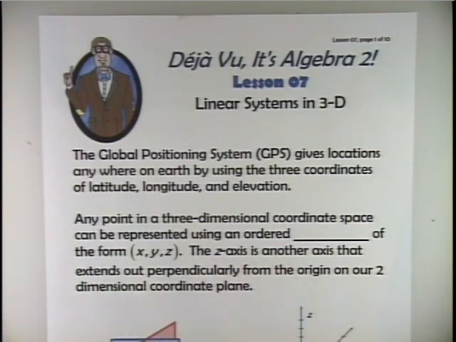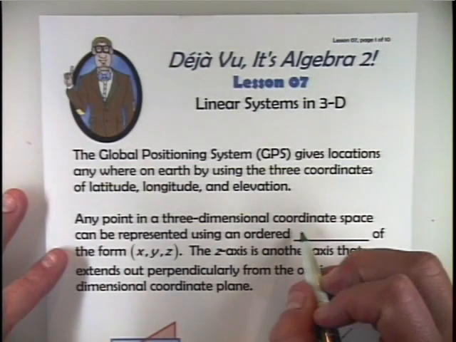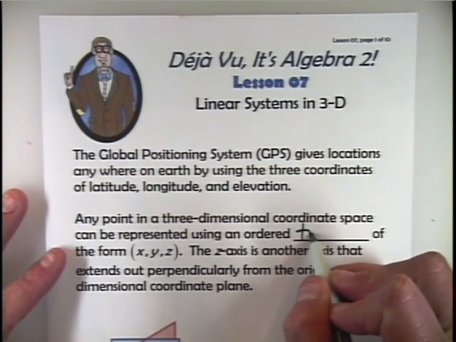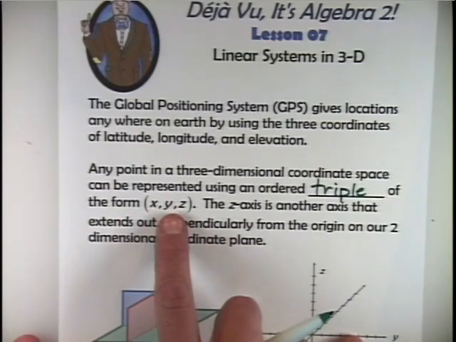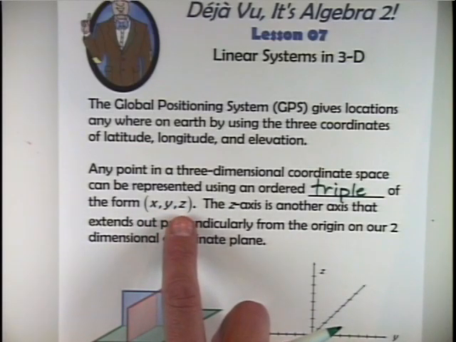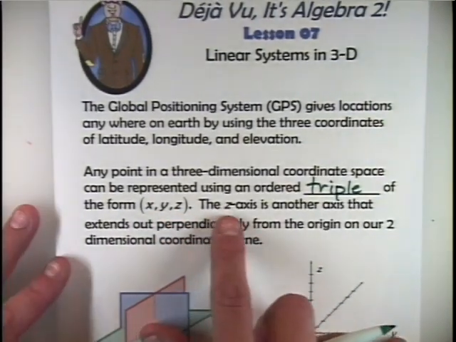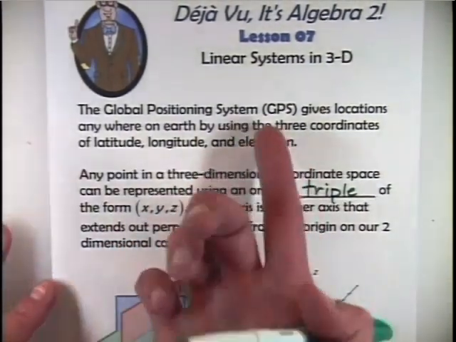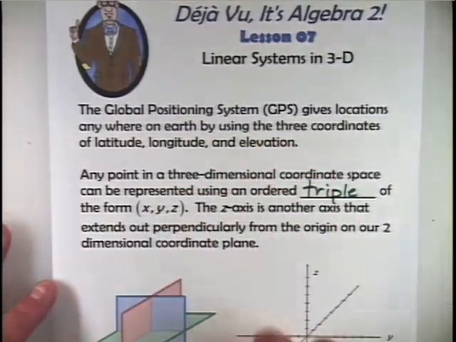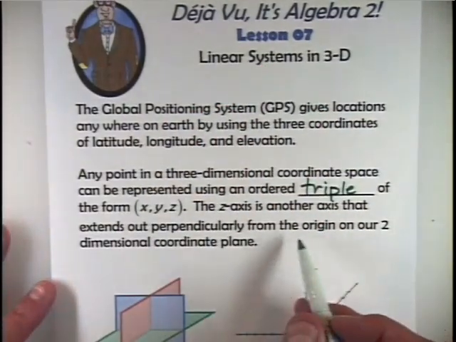Well, any point in a 3-dimensional coordinate space can be represented then using an ordered, not an ordered pair, but an ordered triple. Okay, there's 3 of them. And we're going to write it in the form X, Y, and Z. We have this new letter Z now. Well, the Z-axis is going to be another axis that's going to extend out perpendicular from our old coordinate plane. So it's like coming straight out here from the origin.